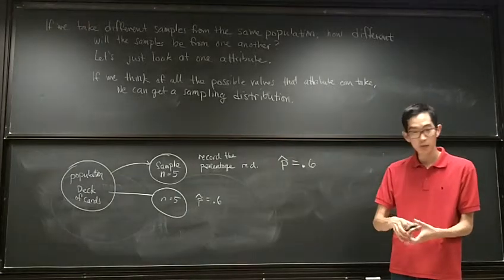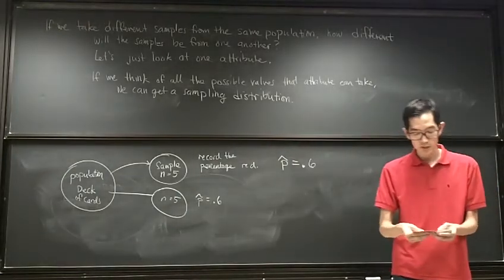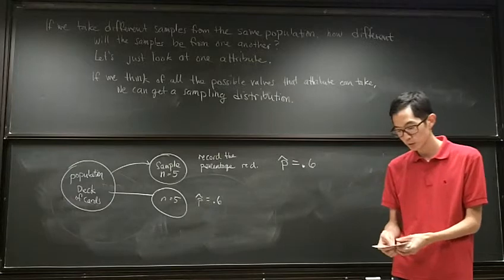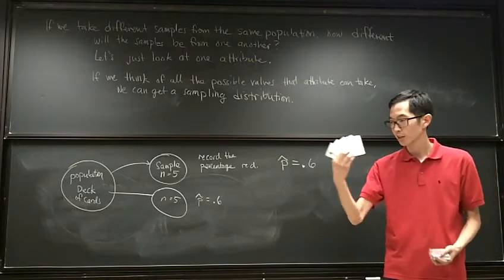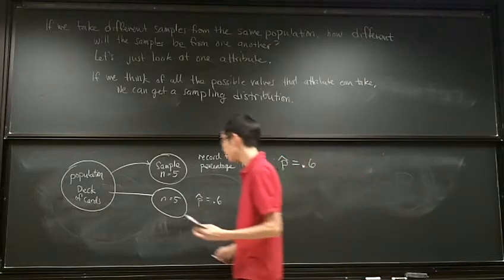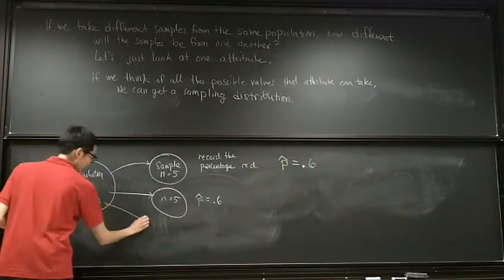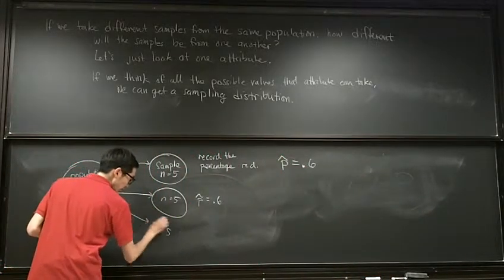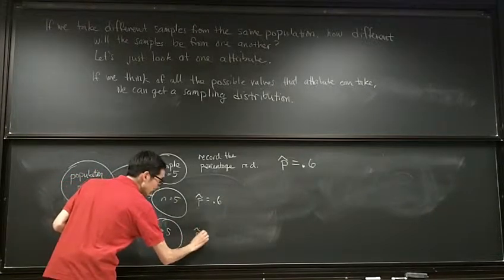Mix these up. I'm going to do this again. 5 cards. All right. How many red and how many black? I keep getting 3 red and 2 black. Okay, but what are other possible values that I might get? 2 red and 3 black. No red. Okay, p hat.